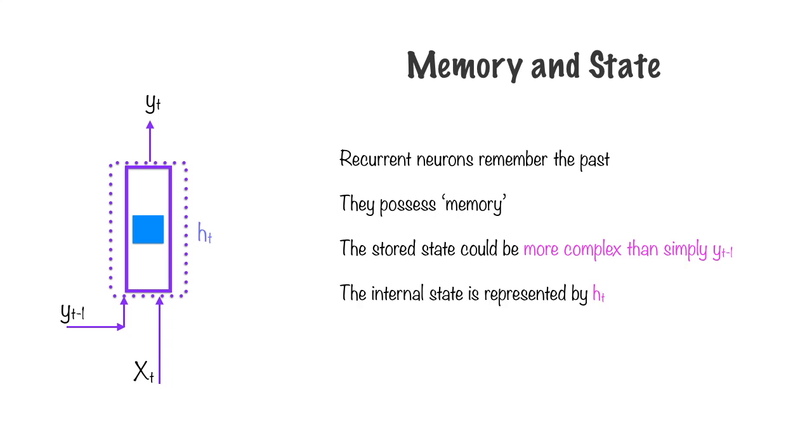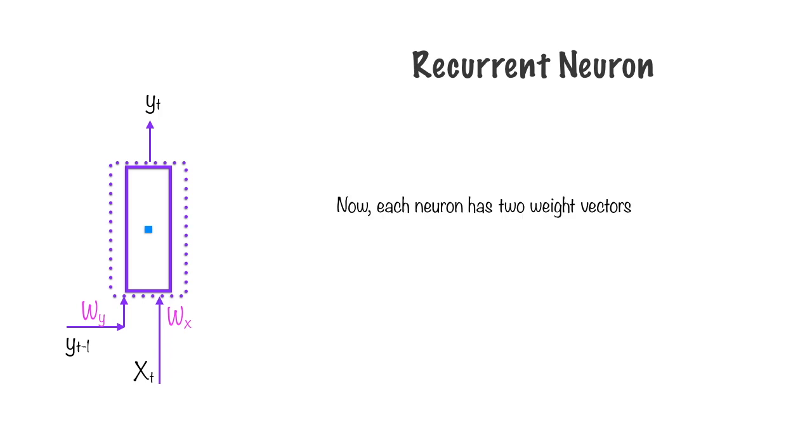The internal state within a recurrent neuron is represented by h of t. This is to distinguish between the internal state and the output of the neuron in the previous time instance, which is y of t minus 1. As opposed to a regular neuron, a recurrent neuron has two weight vectors: W of x, the weight vector that corresponds to the inputs that are present at that instance in time, and W of y, the weight vector that corresponds to the output at the previous instance in time, which is fed back to the input of the recurrent neuron. You can see this visually here.